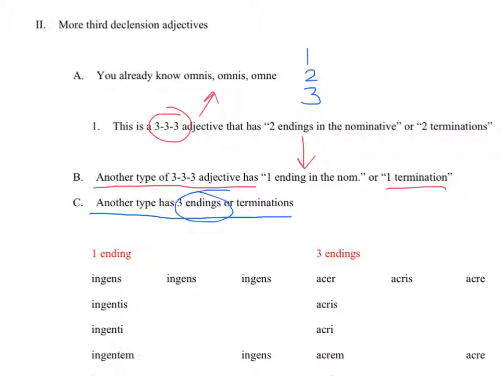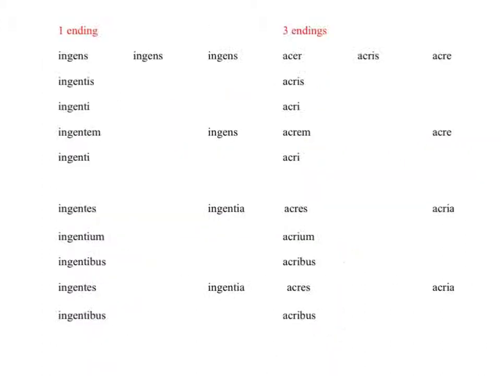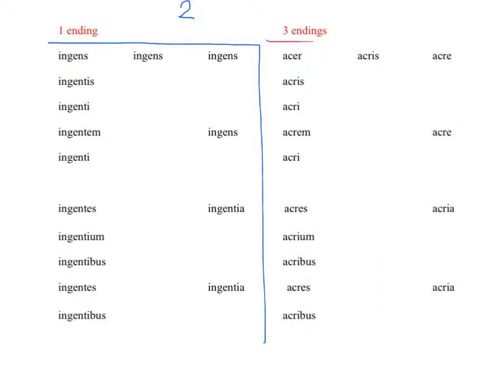I think it's rather silly to focus on the endings. As long as you can look it up in the dictionary and you can understand the lesson, it's not really a crucial point to know how many quote-unquote endings or terminations an adjective has. You've already seen the omnis, omnis, omne variety. That's the adjective with two endings. So here's a model of an adjective with one ending, followed by a model of an adjective with three endings, so-called, or three terminations.